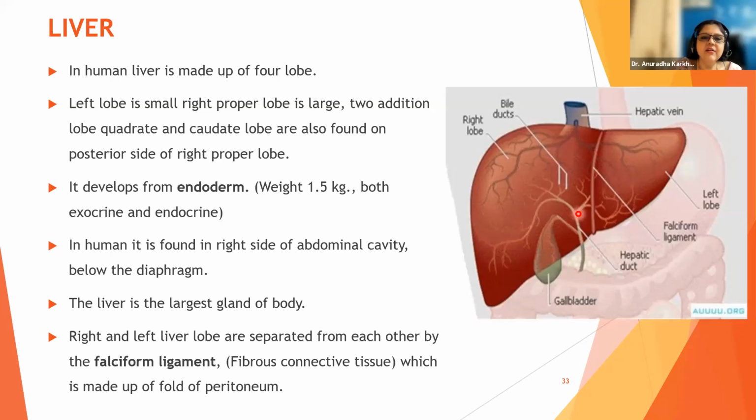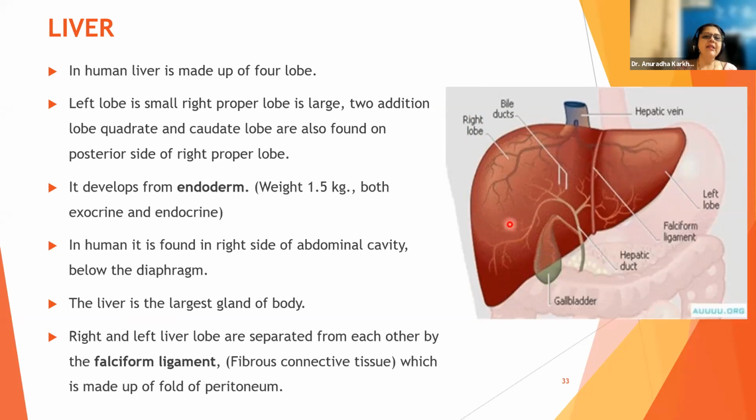See, the left lobe is going to be small. You can see here, the left lobe, which is a smaller part. The right proper lobe is large. Can you see this? This entire one is the right lobe. In the middle there is a ligament, which divides these two lobes. This is going to be the partition that makes the small part of the left and the large part of the right.